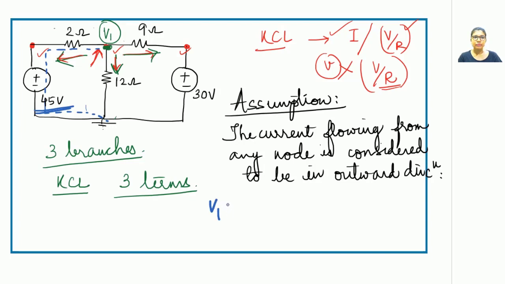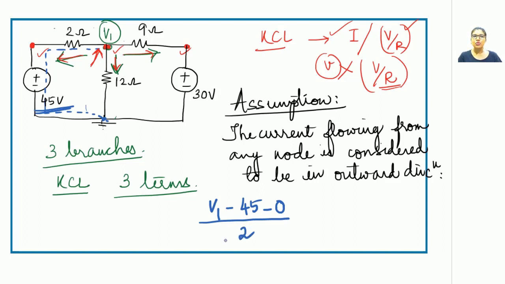So what will be your first KCL equation? V1 minus 45. Are there any other voltage sources after 45? Yes, we are finally reaching the ground potential. So that is at 0. Minus 0. Now there are no more voltage sources. Are there any resistances associated with it? Yes. So it will be in the form of V upon R in order to represent the branch current. So it will become V1 minus 45 minus 0 upon 2.